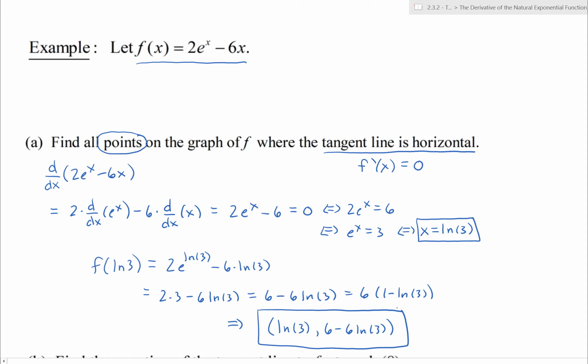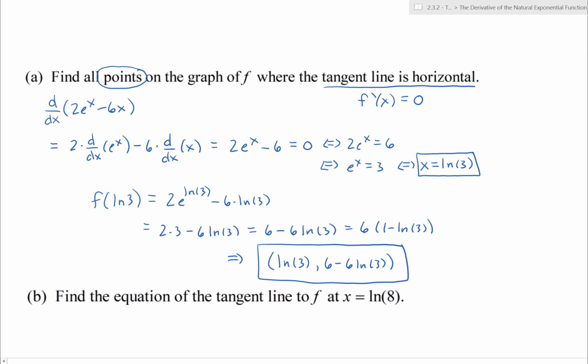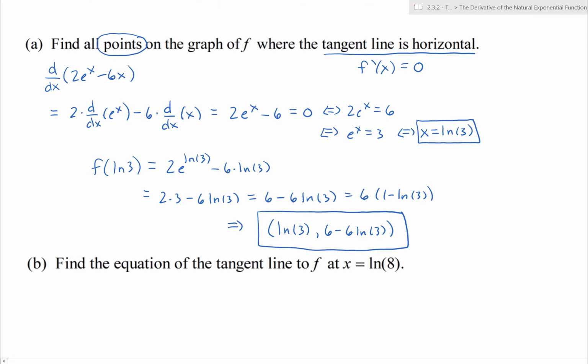So there's part A. We figured out the point on the graph, ended up being only one point, for which the function f of x has a horizontal tangent line. And of course, we're doing this example now because we have the derivative of e to the x. Now it says in part B, find the equation of the tangent line to the function f at the location x is equal to the natural log of 8 here.